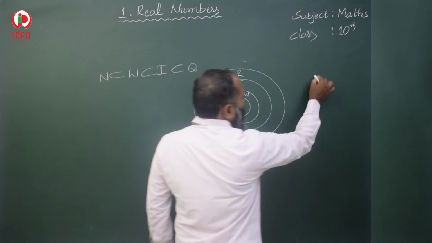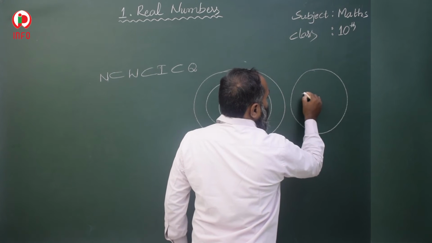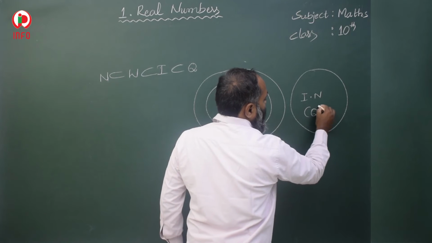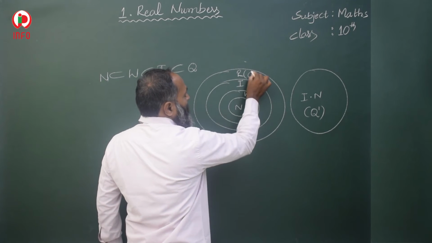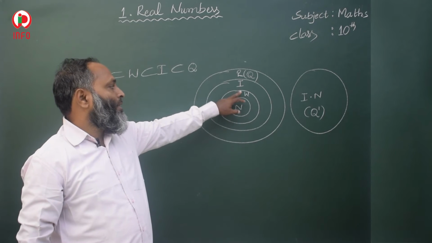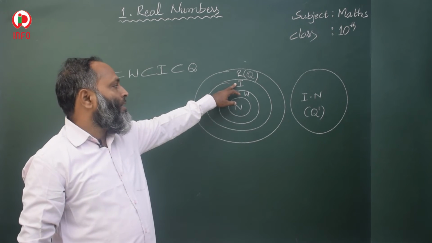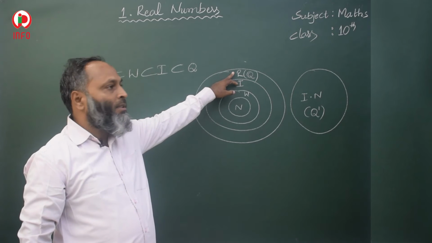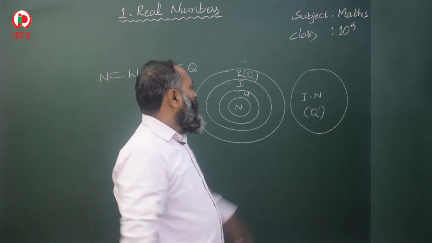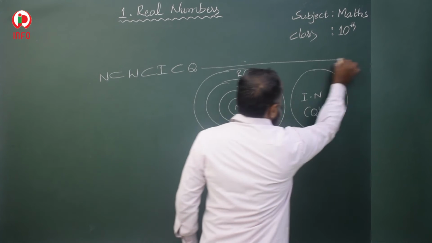Now here, irrational numbers. Irrational numbers are represented with q dash. Rational numbers are represented with q. Natural numbers are a subset of whole numbers, whole numbers are a subset of integers, and integers are a subset of rational numbers. So rational numbers are represented with q, and irrational numbers with q dash.